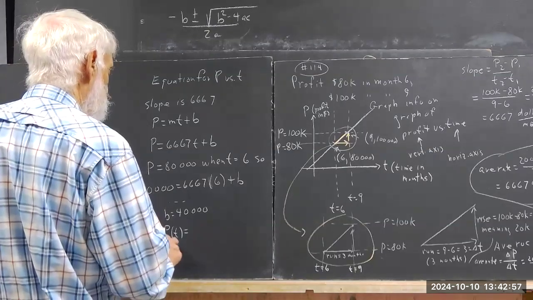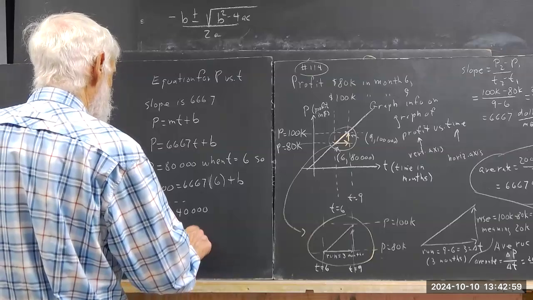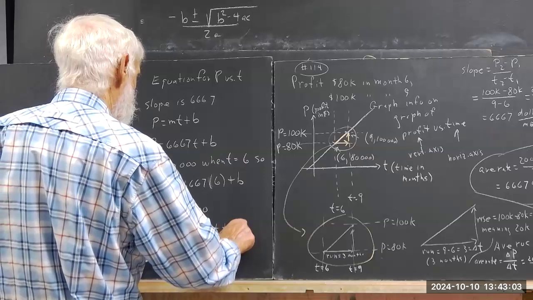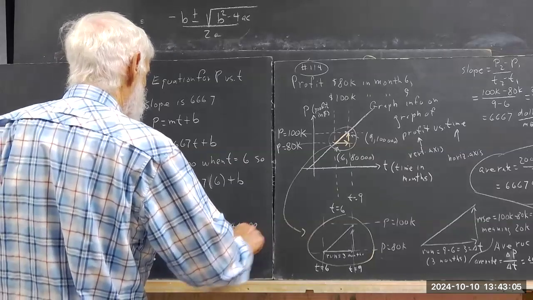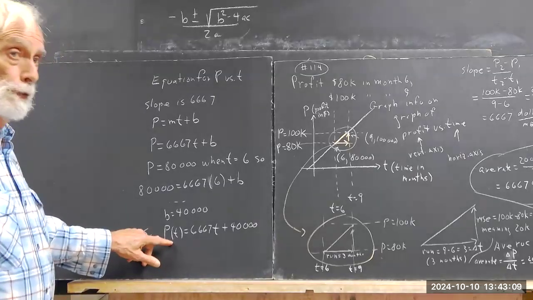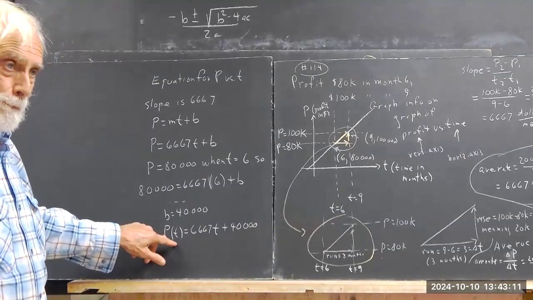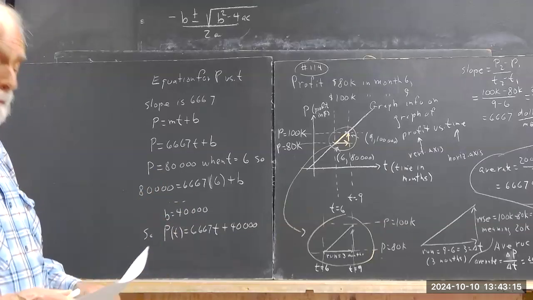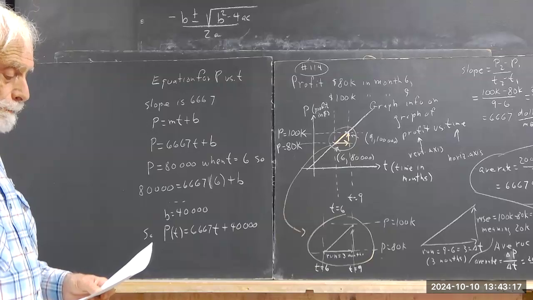All right, this is a function, P of T equals. You don't have to write P of T, but it's useful to understand that this is function notation, and that's a useful way to express it.